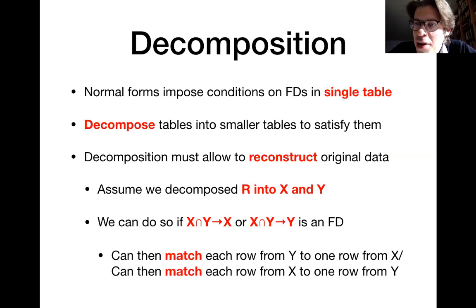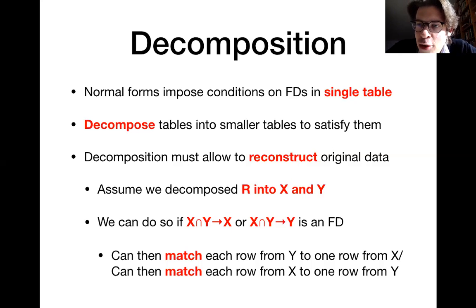What this means is that if you only take the join columns of the natural join, then you get a key for one of the two decomposed relations, X or Y. And that means that one row on one side matches with exactly one row on the other side.